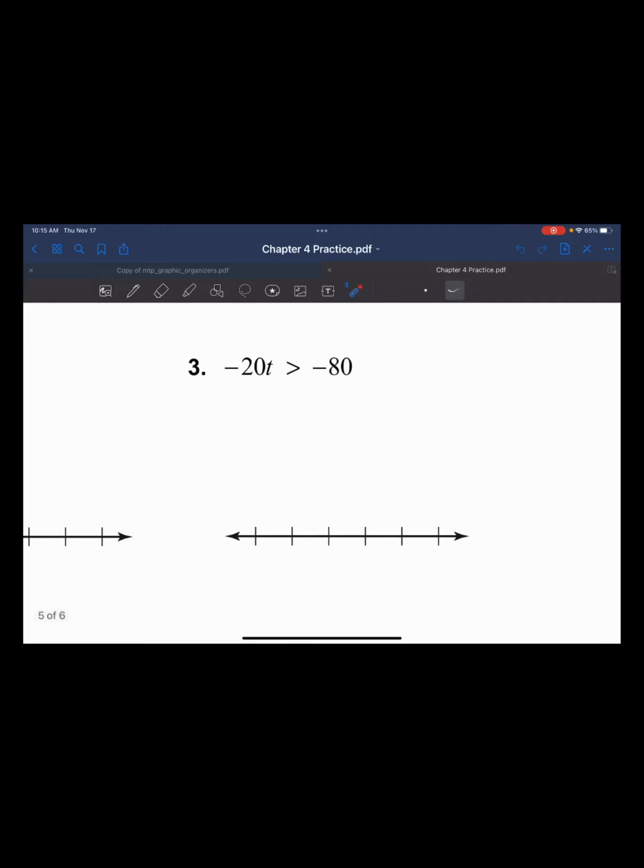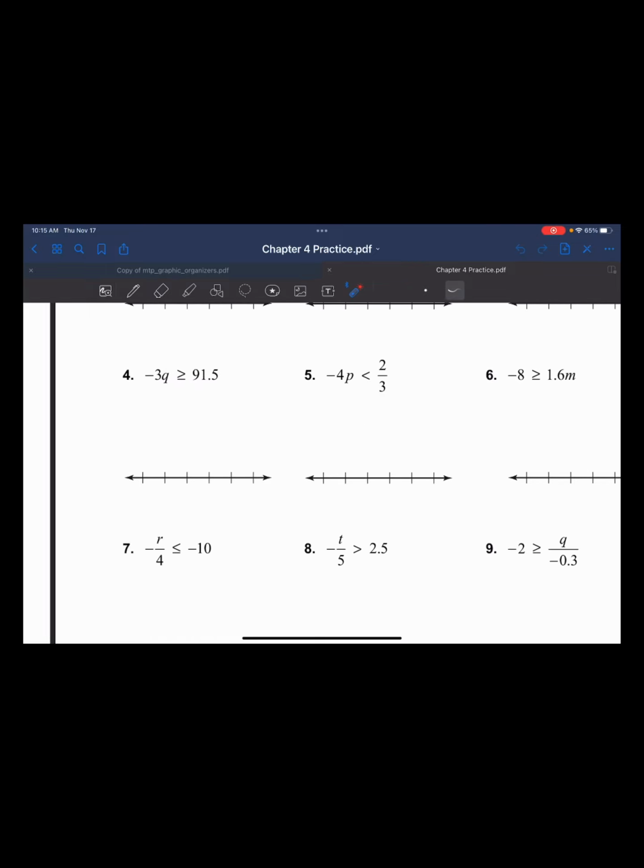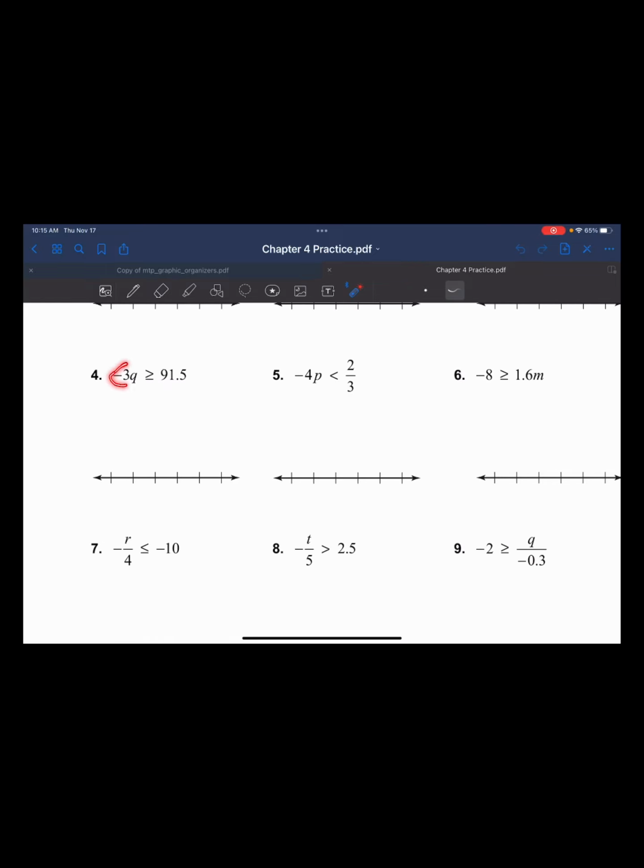Number 3, the thing that I'm trying to get away from my variable is negative 2. That's going to cause the sign to flip because I'm going to be dividing by negative 2 on both sides, which, oh my gosh, this is such a nice problem. Negative 8 divided by negative 2 is positive 4. Oops, I just gave you an answer. Anyway, that's going to cause the sign to flip because you multiplied or divided both sides by a negative. Number 4, that's going to cause the sign to flip. Number 5, that's going to cause your sign to flip.